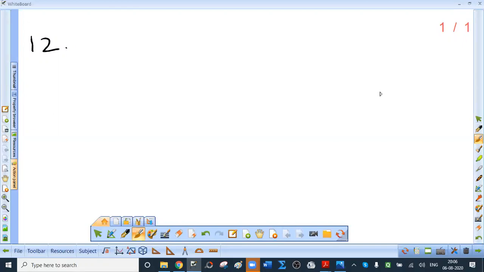Let x be the side of the square base and h be the height of the box. Small h be the height of the box. See, the box is to have an open top. Okay. Then x square plus 4xh is nothing but a square, because what is total surface area?